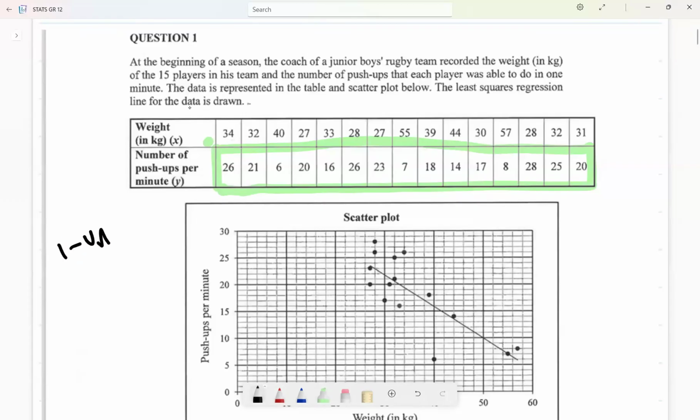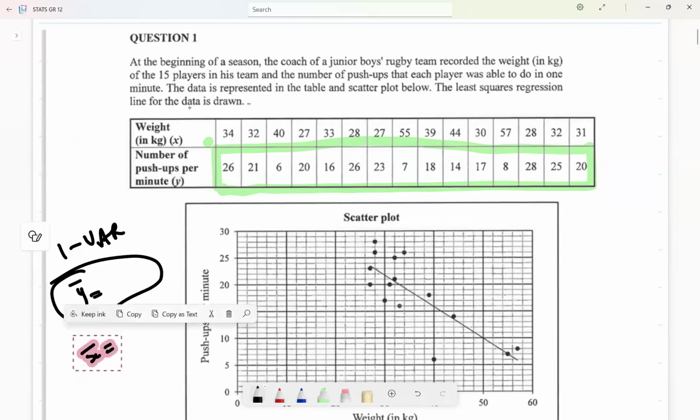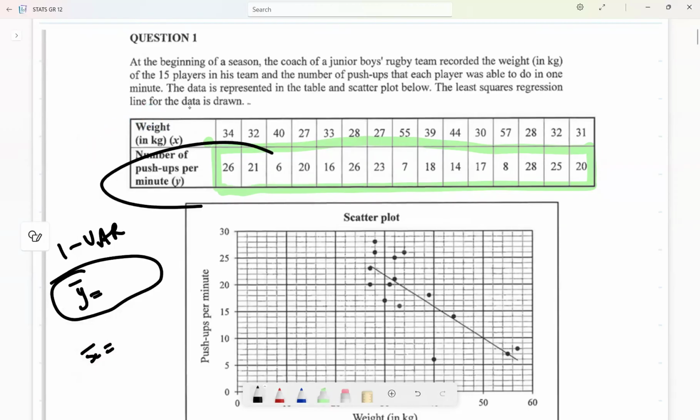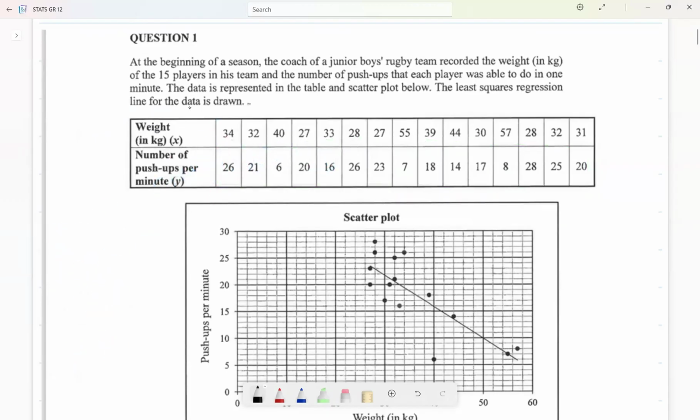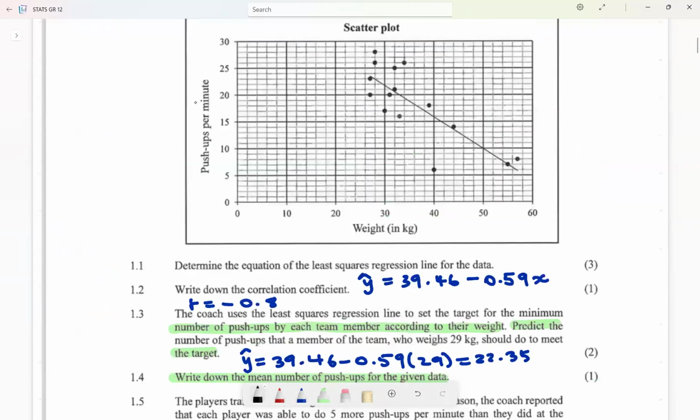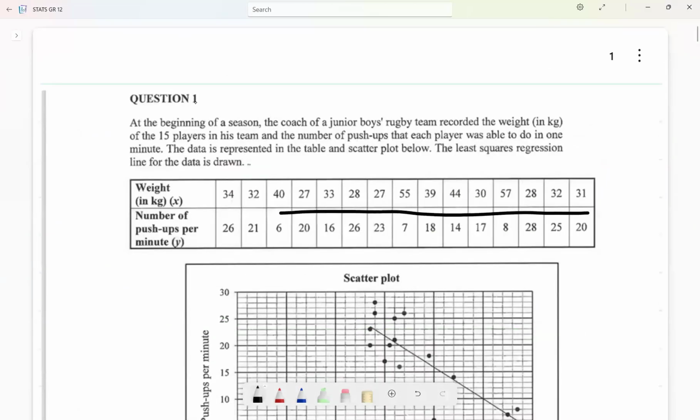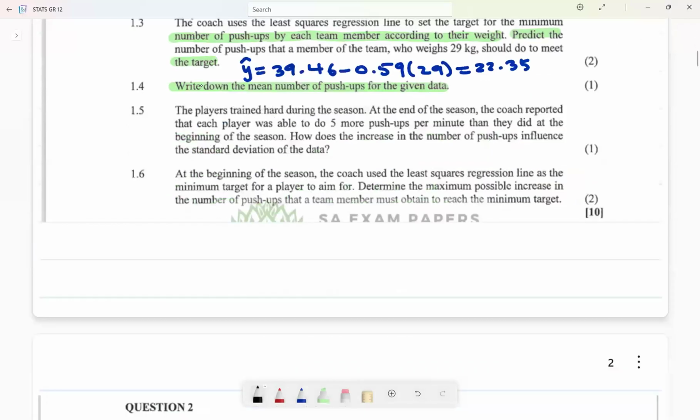Choose 1 minus VAR, and then there is the one that says Y bar. Okay, we have X bar, we have Y bar. X bar is the mean for the weight, and Y bar is the mean for the push-ups. So if you choose that Y bar, you get it. Or what you can do, you can add all these numbers and divide them by 15. Then you get a mean, Y bar, of something like 18.33.